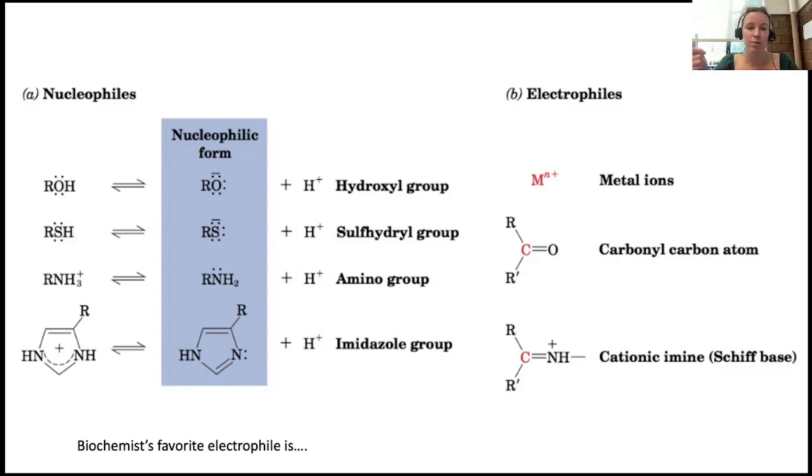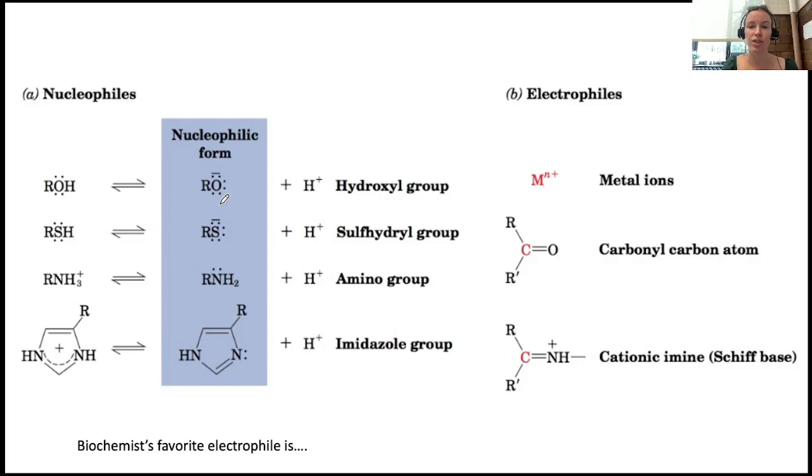Here are some examples of nucleophiles that we would expect to see in biochemistry. Very common nucleophiles are going to look like hydroxyl groups, right? Or thiol. The OH and SH are more or less the same when it comes to the type of chemistry we'd expect. Of course, we should recognize that the nucleophilic form, though, is O-. It's a much stronger nucleophile than the OH. Same with that thiol.